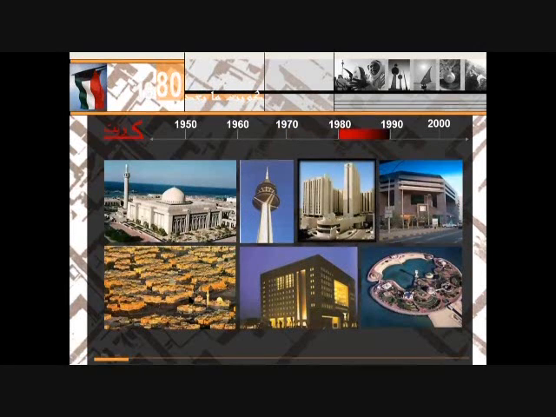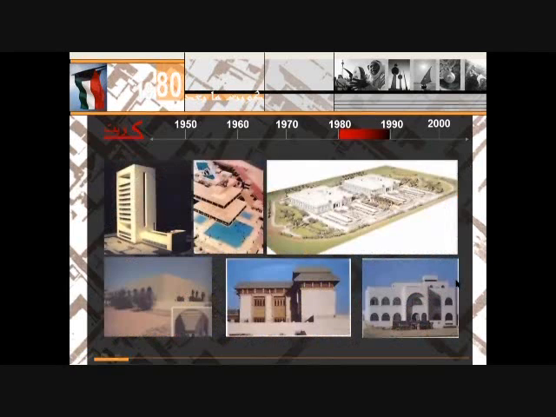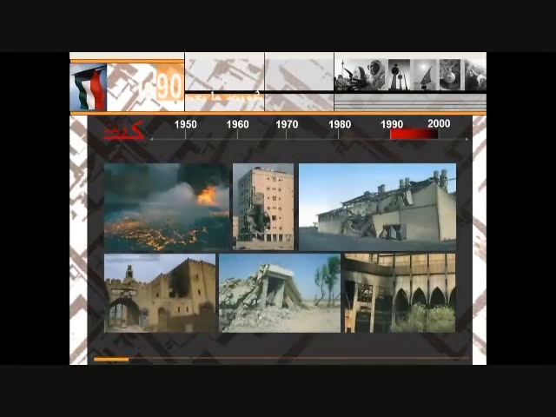In the 80s, there was a financial crash. Stocks were going down. There was no money, so some of the construction stopped. Some continued, like the Great Mosque, communication tower, and some entertainment areas. The construction continued in the 80s.